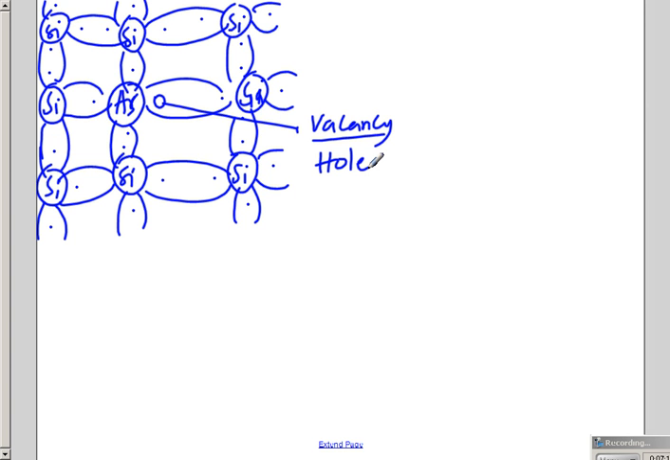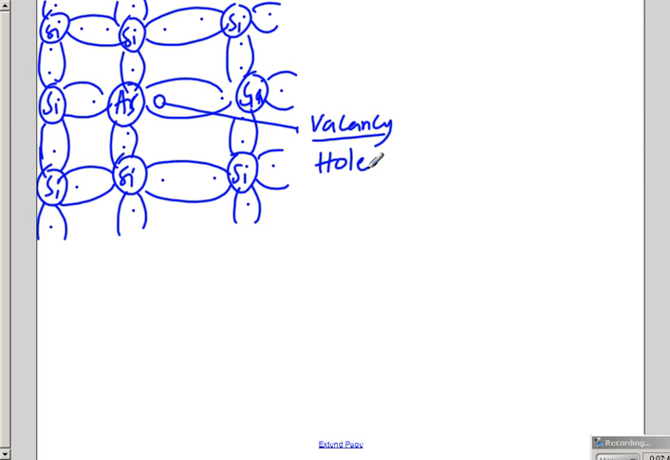If the majority charge carriers in that particular crystal material are holes, then it is called a p-type semiconductor. It means when a trivalent impurity is added to a pure semiconductor, the crystal which is formed is called a p-type semiconductor.